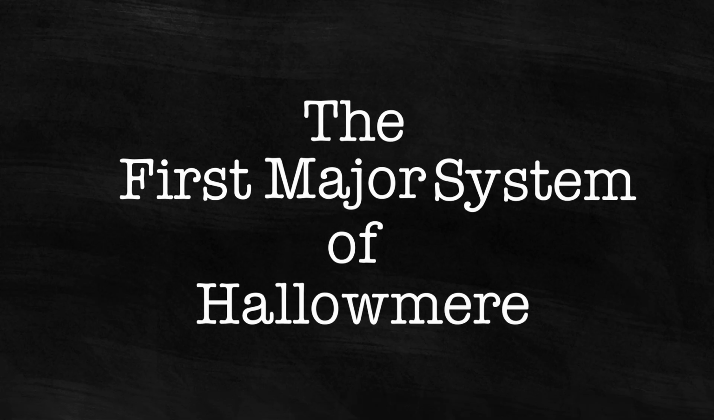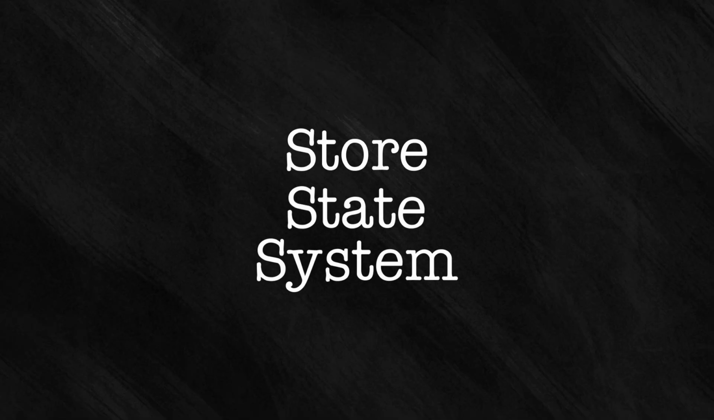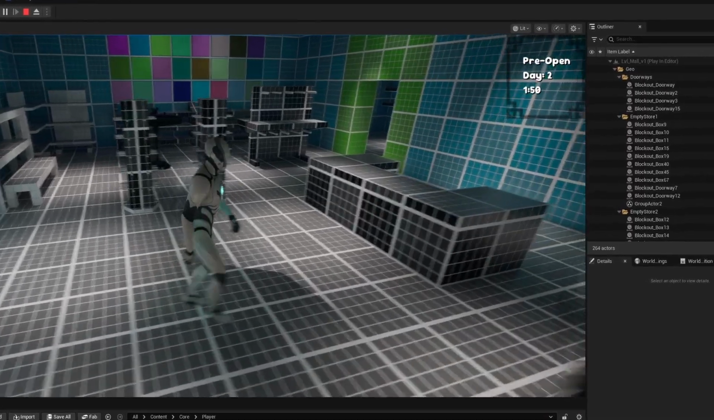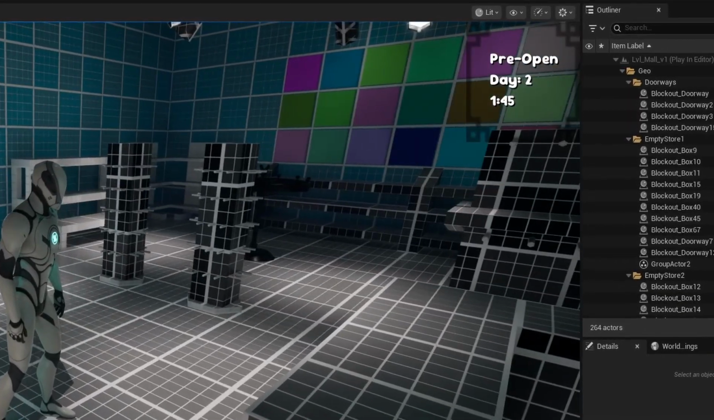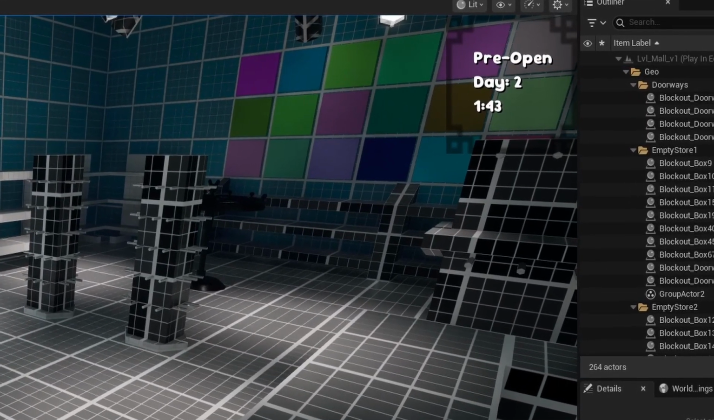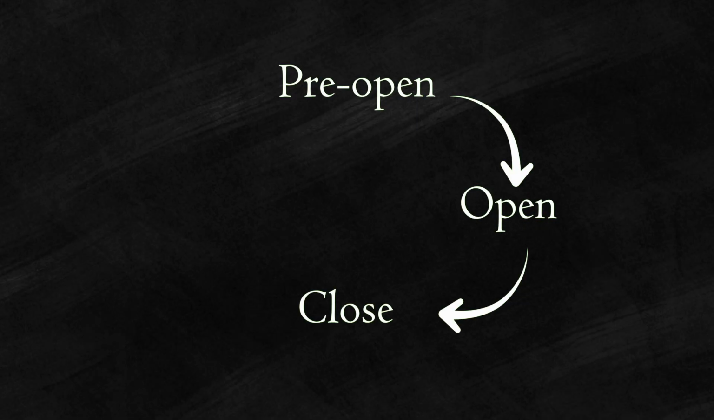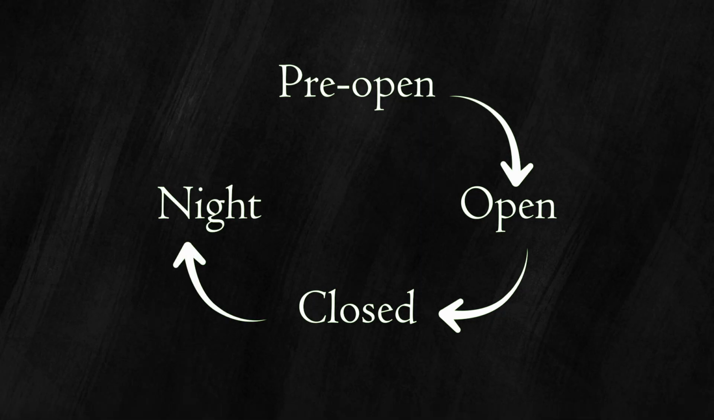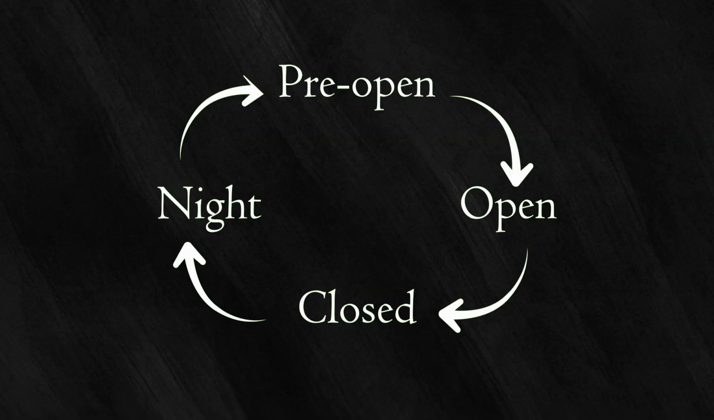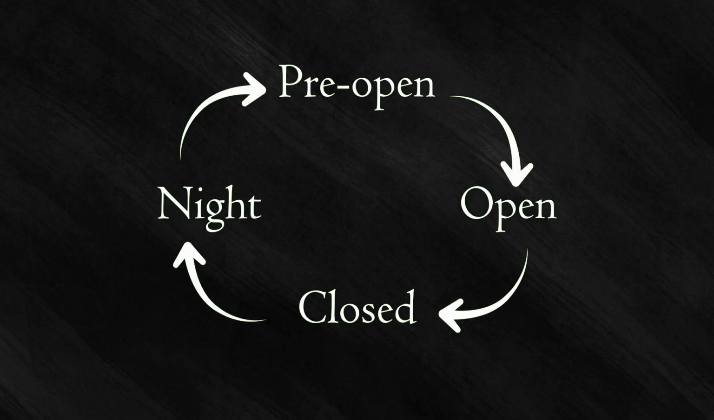Now that the project is created, what's next? The first major system in Hallowmere is the store state system. This is what controls the shop's daily rhythm, and it ties almost every other part of the game together. The store state system has 4 main parts: pre-open, open, closed, and night. Every day, the store progresses through each state before looping back around and starting fresh on a new day.